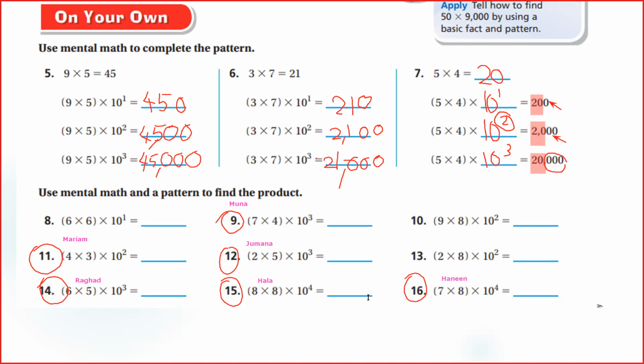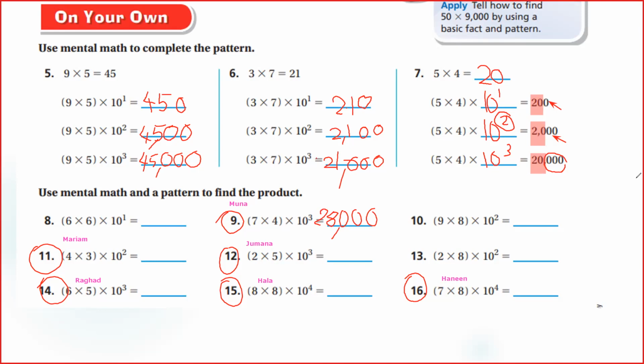So now, the girls who see their names will answer. Number 9 now with Muna. Where's Muna? Yes, Muna. Here we have 7 times 4 times 10 to the power of 3. So how many zeros do you have to add? 3 zeros. Bravo. And then 7 times 4 is 28. So here the answer is 28,000.